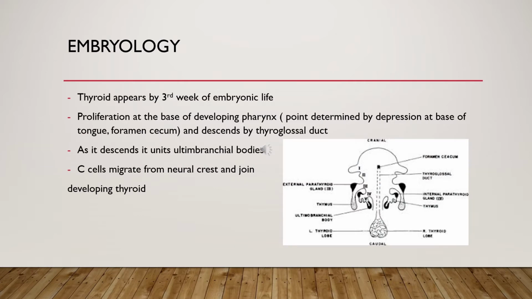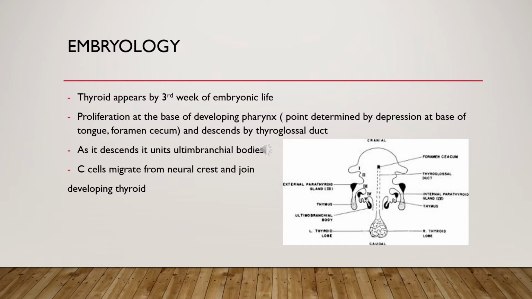Thyroid gland is one of the most important endocrine glands in the human body. Embryologically, it starts to appear by the third week of embryonic life. It starts as a proliferation at the base of the developing pharynx, at a point determined by a depression at the base of the tongue called the foramen cecum. As it descends, it joins the ultimobranchial bodies.